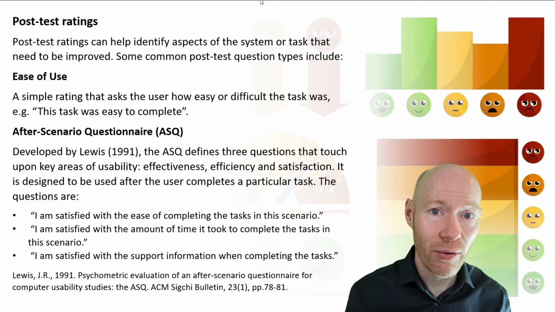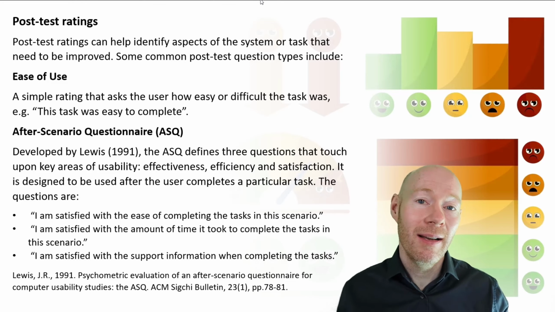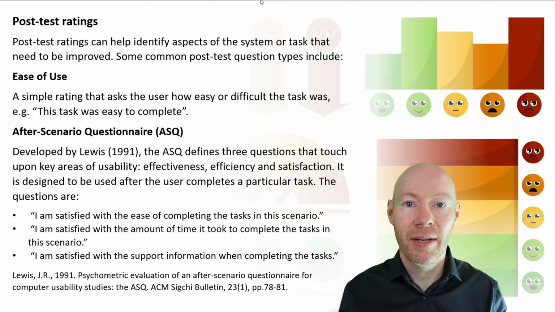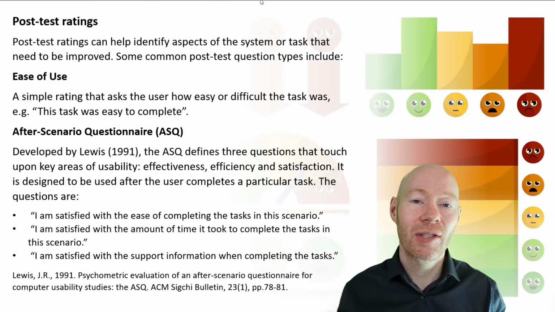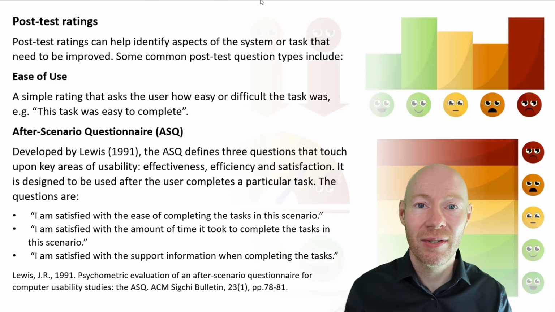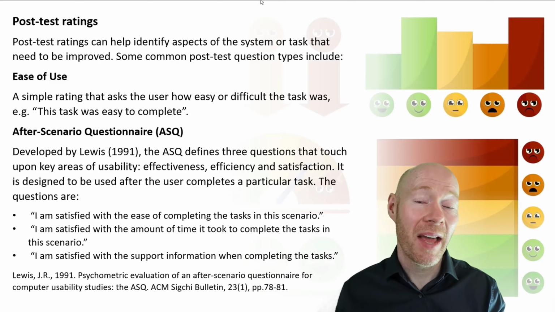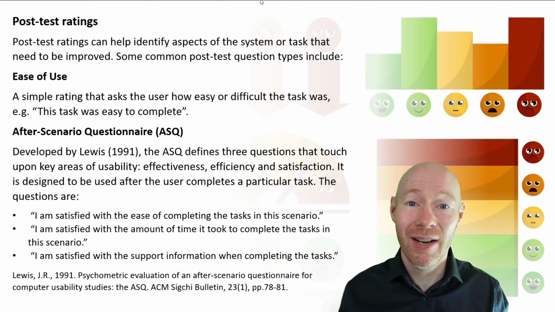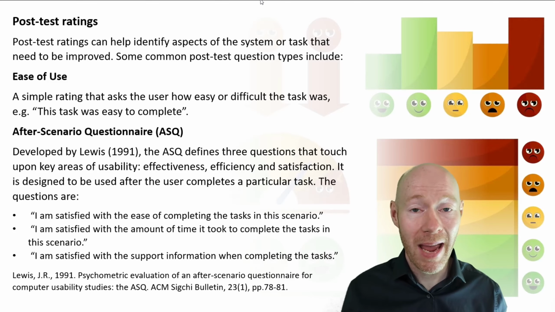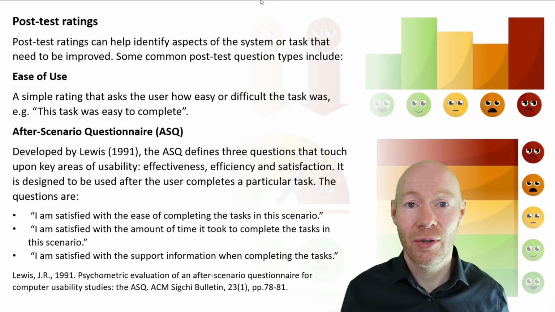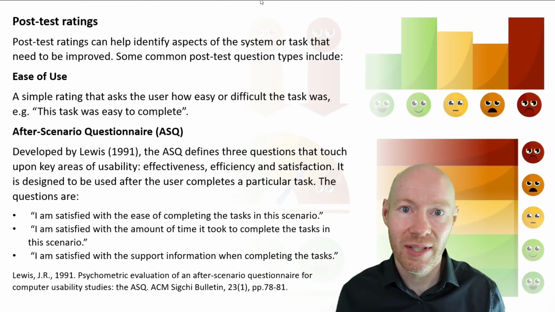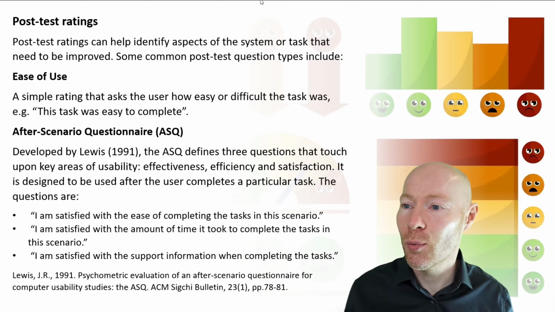Now, why do we do this here? It helps us identify elements that may need to be improved. It helps us give a bit of an insight into some of the choices and the decisions that the user made, and that then helps us contextualize and better understand any other metrics that we collected whilst the user was doing the task in terms of their time on task, the efficiency, the errors that were made, and so on.